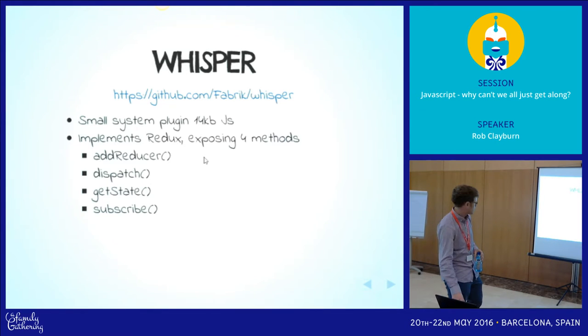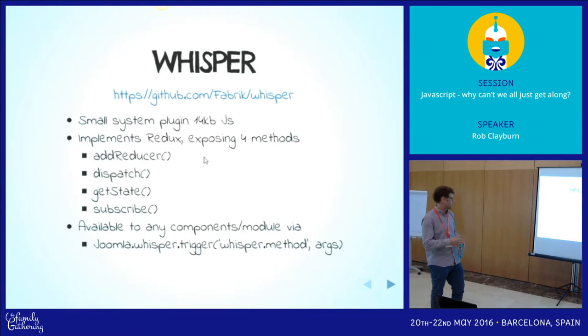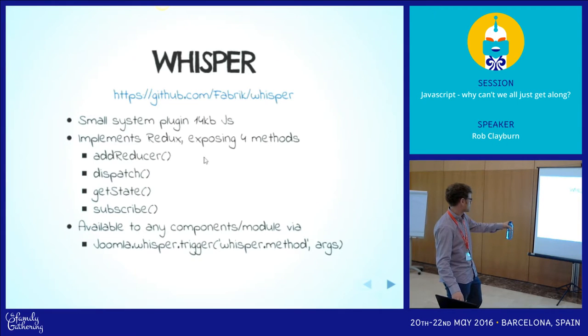So it's quite straightforward. What we've done is I've attached it to the Joomla global object, and you can access that from anywhere. It's a system plugin, sorry, I didn't mention. And you can access it from anywhere in any of your components with the trigger function, which is like jQuery's trigger, sending an event. So, for example, you could call whisper add reducer or whisper dispatch.